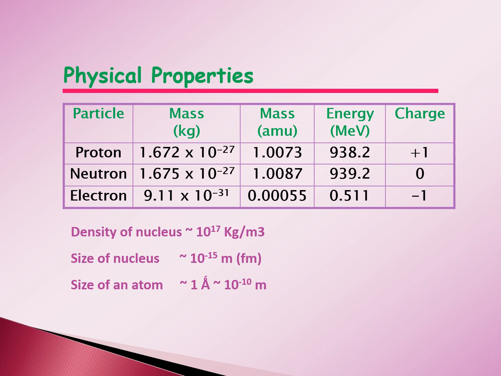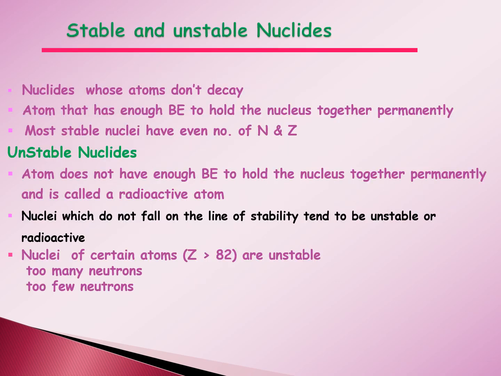The other important property of the nucleus is the density of the nucleus, which remains constant for all nuclei, and it is equivalent to 10 to the power 17 kilogram per meter cube. Then the size of the nucleus is 10 to the power minus 15 meter, that is equal to 1 Fermi. And then the size of the atom is equal to 10 to the power minus 10 meter.